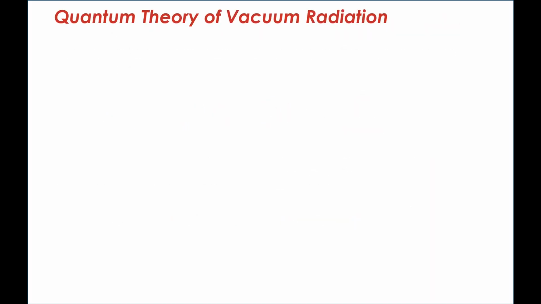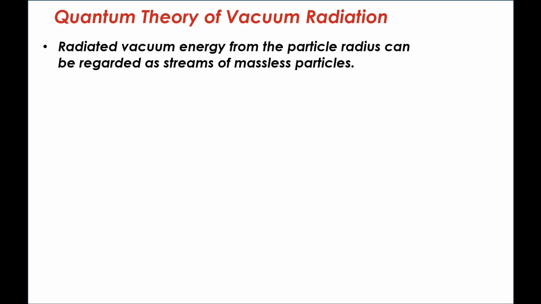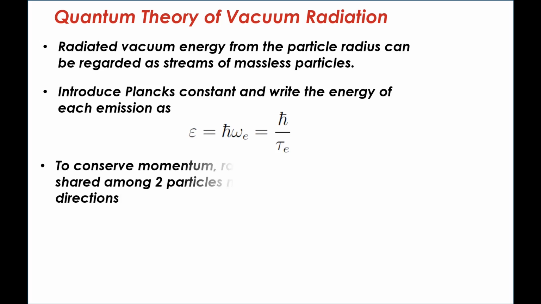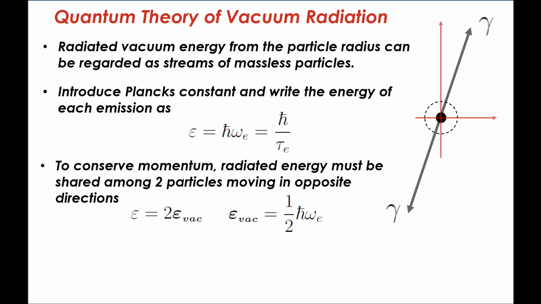A quantum theory of radiated vacuum energy follows by regarding it as streams of massless particles. As with all resonant circuits, the frequency of the radiation is simply the resonant frequency of the circuit. Now introduce Planck's constant and write the energy of each emission as h bar times the resonant frequency. To conserve momentum, assume further that this energy is shared among two oppositely traveling particles so that the energy of each particle is 1/2 h bar omega.